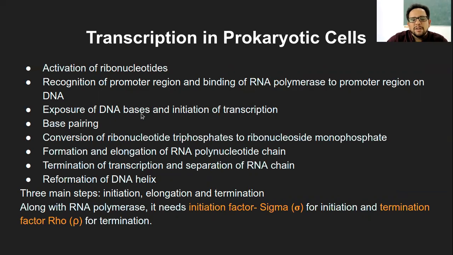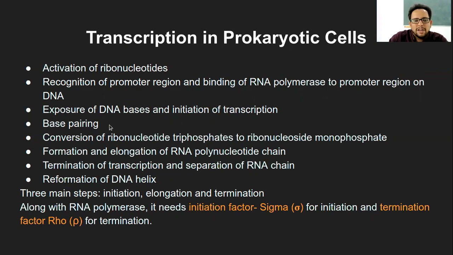Then the exposure of the DNA bases, that is the third step, and the initiation of transcription. Exposure of the DNA bases means the DNA bases will be opened up, so the double helix which was there will be unwound. Again, there are several other proteins involved in this. Hydrogen bonds will be broken, that DNA stretch will be elongated, and the initiation of transcription will start by the RNA polymerase. So this exposure of DNA bases means the two strands will break their hydrogen bonds. The helical structure will be made straight, and the transcription will start after recognizing ATG.